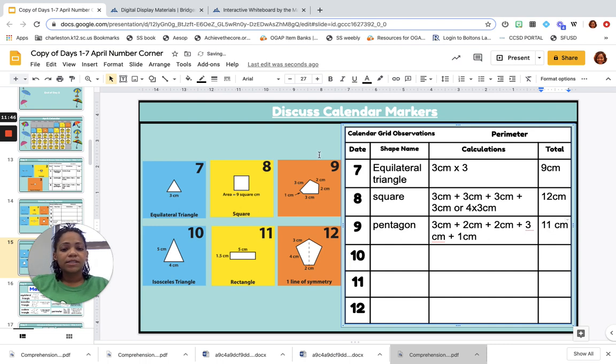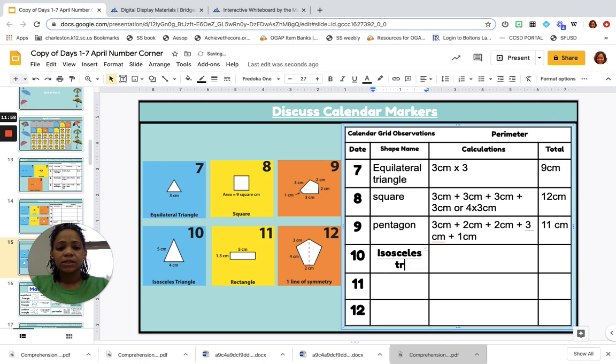Good. 11 centimeters. I wonder if there's a pattern happening with our perimeter. So far I'm not seeing it, but we'll just keep our eyes out. All right, so the 10th we have an isosceles triangle. Isosceles means how many sides are the same? 2 sides are the same, which is why they only give us 2 of these measurements here. So we should be able to figure it out.